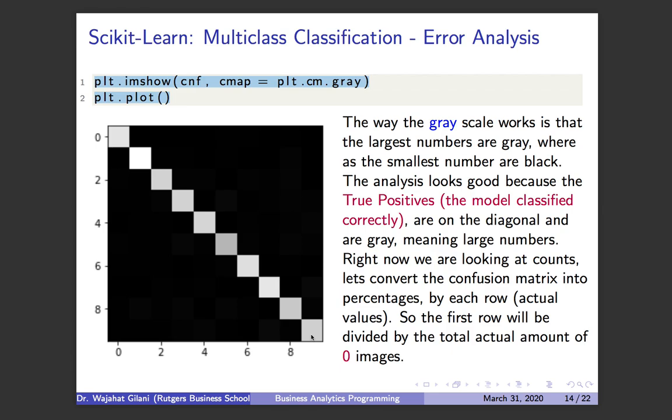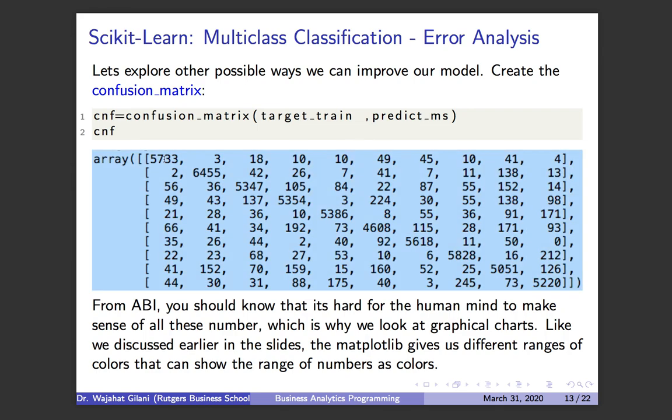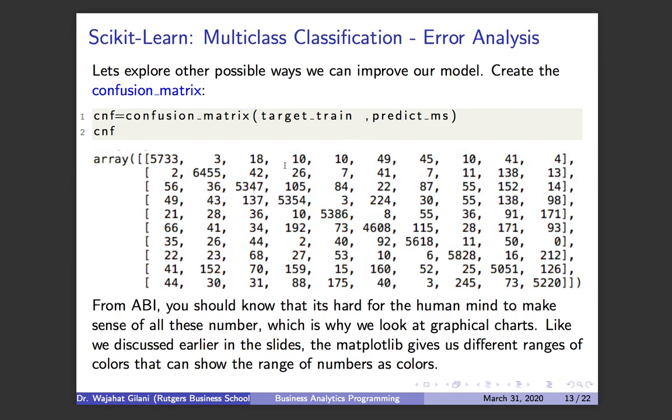Now, what do we do? Basically, for each row, for each class, we want to convert the actual predictions into a percentile. If the first row here is the 0 class, I want the summation of all the actual zeros, which is basically the addition of this whole row. And I want to divide each one of these numbers, the 5, 7, 3, 3, the 18, the 10, by the total number of actual zeros. Then it'll give me a proper percentage, right?